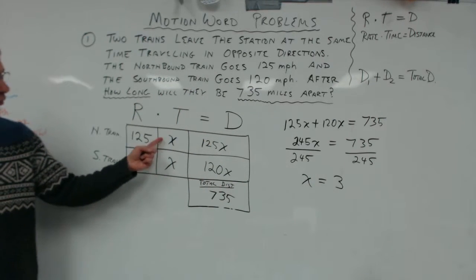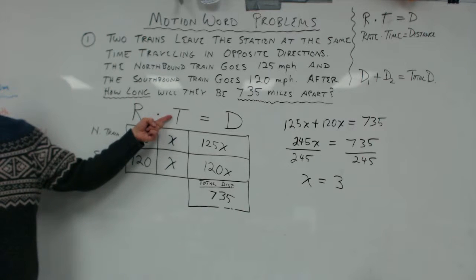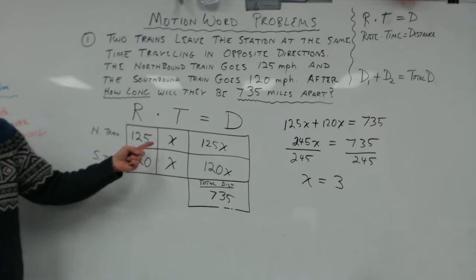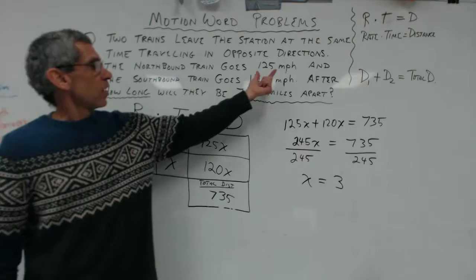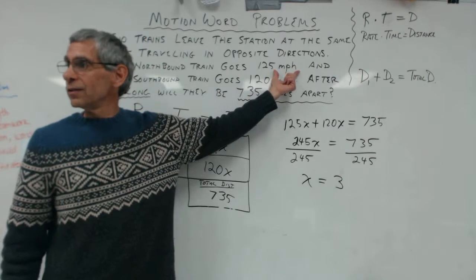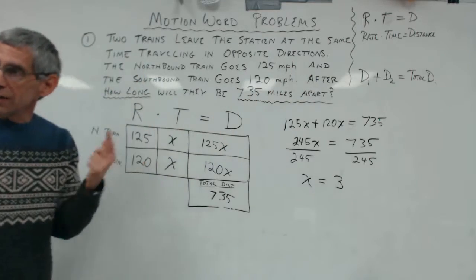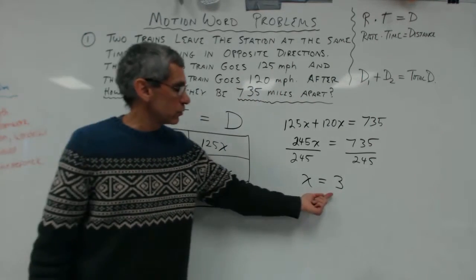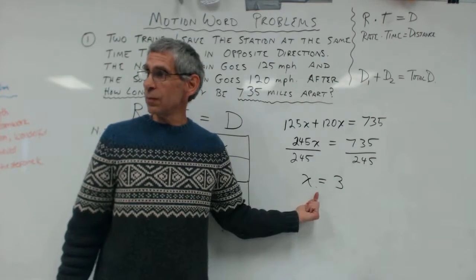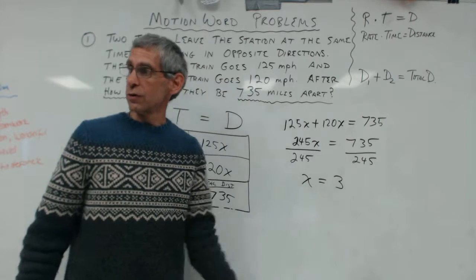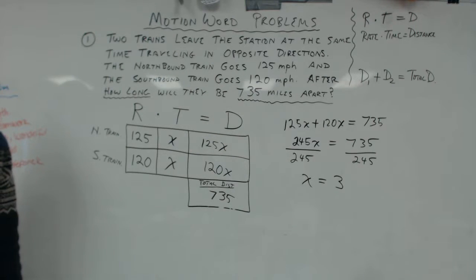See, your box tells you what x is. X is your time. And we know it's in hours because these are in miles per hour. The rates are miles per hour, distance per hour. So we know the time is in hours. So when we solved x equals 3, we're saying time is equal to 3 hours. Okay? Is that clear?